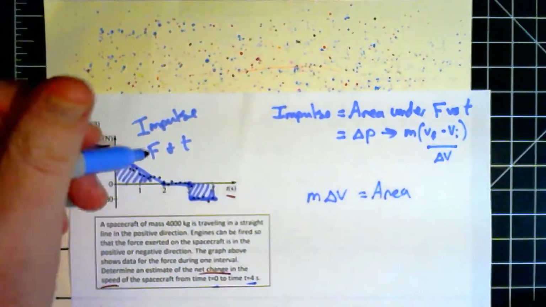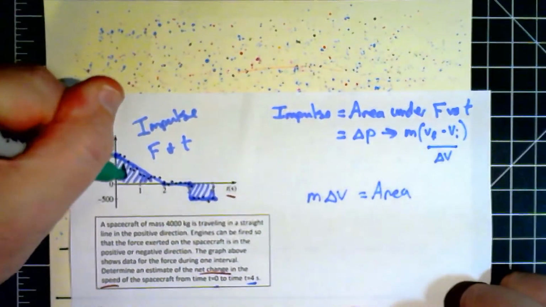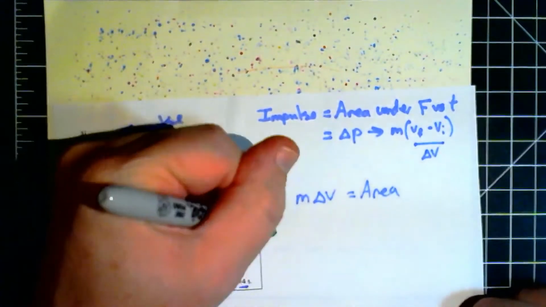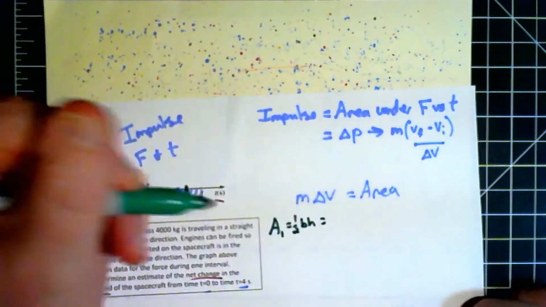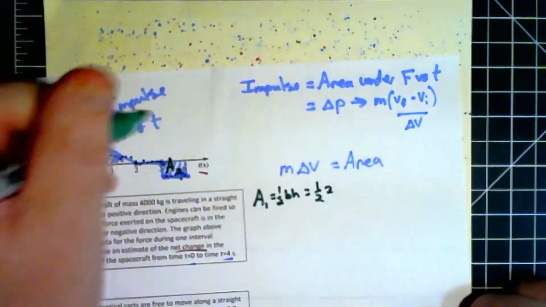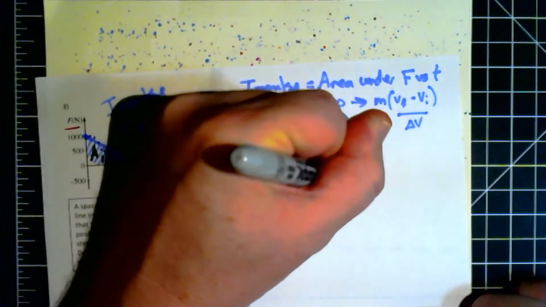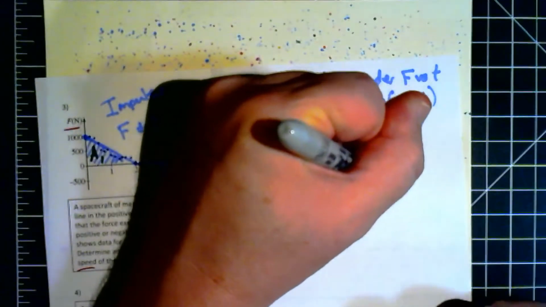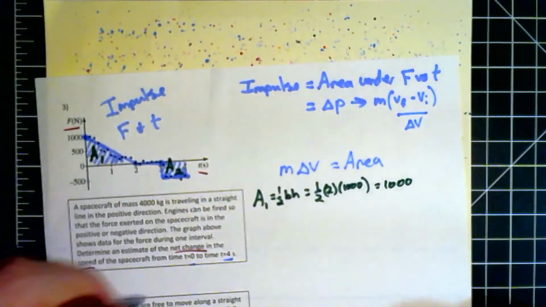Okay, so let's just label these two areas real quick. I'm going to label this as area 1, and I'm going to label this little box as area 2. And so area 1 is 1/2 the base times the height. That's going to be 1/2 times 2, it's 2 units in the base, times the height of 1,000. So half of 2 is 1 times 1,000, which is 1,000 units. So that's the area of the first one.